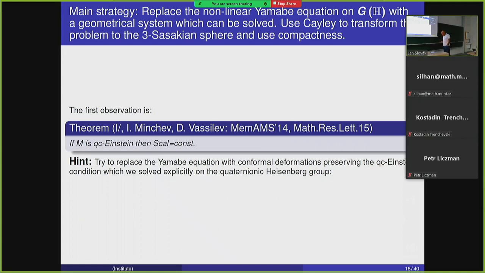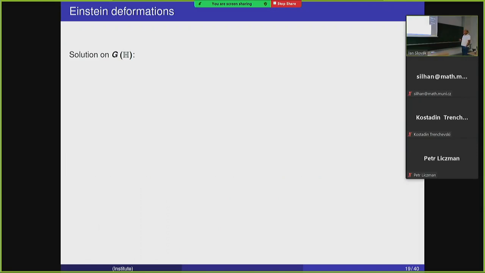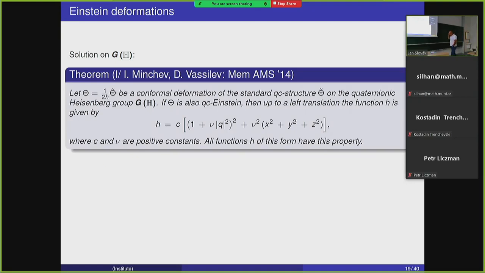So the divergence type formula and the second part. The first hint was that we were able to find explicitly all functions on the quaternionic Heisenberg group which preserve the quaternionic contact Einstein condition. So in this theorem we show that if we make a conformal deformation of the standard structure on the quaternionic Heisenberg group, and if we want the new structure to be again QC Einstein, then the conformal factor should be of this type.